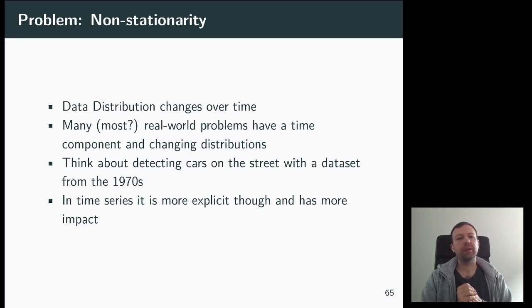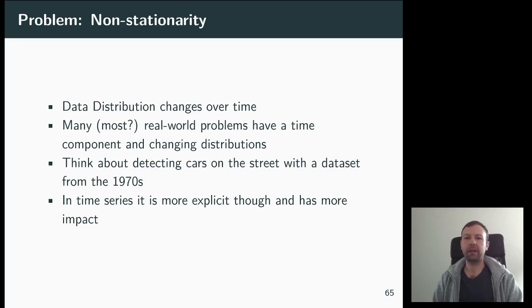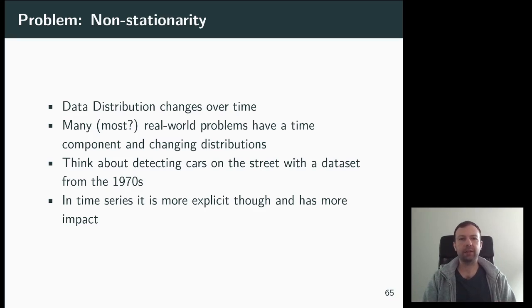So just imagine somebody gives you a task to detect cars on the street with imaging data, like video data, but they give you a training data set from the 1970s to detect cars nowadays, right? So in the 1970s, obviously cars looked different, they had different shapes, different sizes, and so on. So probably training on such a data set wouldn't work very well to then run it on today's data, just because the data distribution of what a car looks like has changed throughout time.